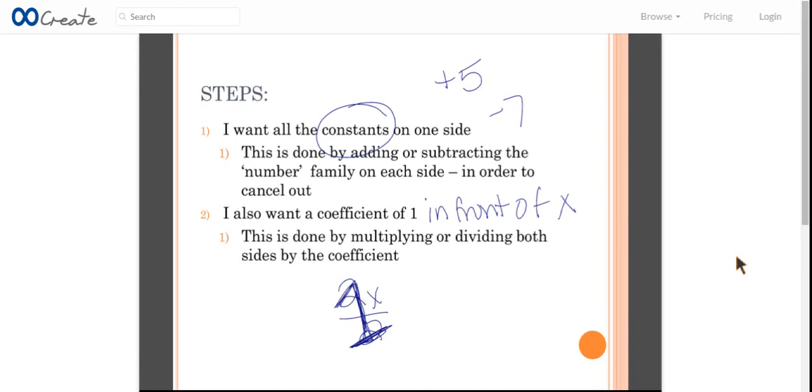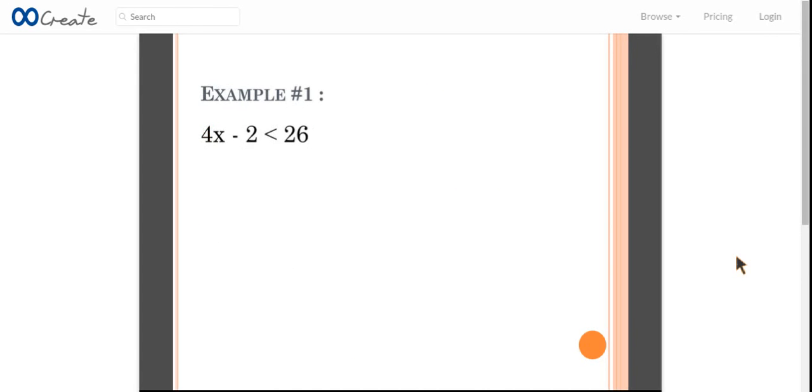So let's do a couple of quick examples. Remember, we treat inequalities just like we treat equations. All right, so I have 4 times some number x minus 2 is less than 26. So I start with, I want to get rid of the -2. So I add 2 to add the 2 positives to cancel that out. And what I do on that side, I have to do on the other.